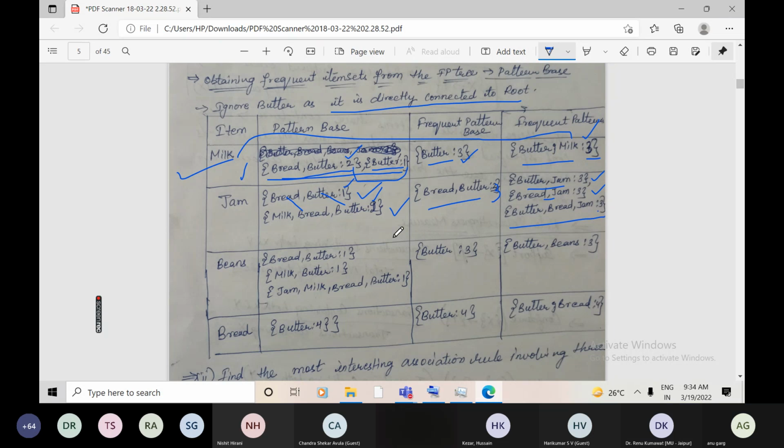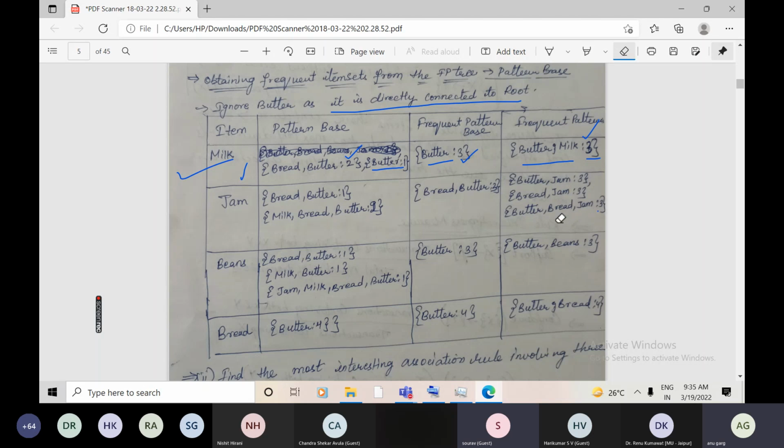Why are we not considering bread and butter in frequent patterns? Where are we not considering? Here only. In frequent patterns, we are considering butter jam, bread and jam, and there should be another frequent item set of bread and butter, right? Yeah, you can write it down. Just to show that you have to write subsets also. You can write butter bread also. Okay.